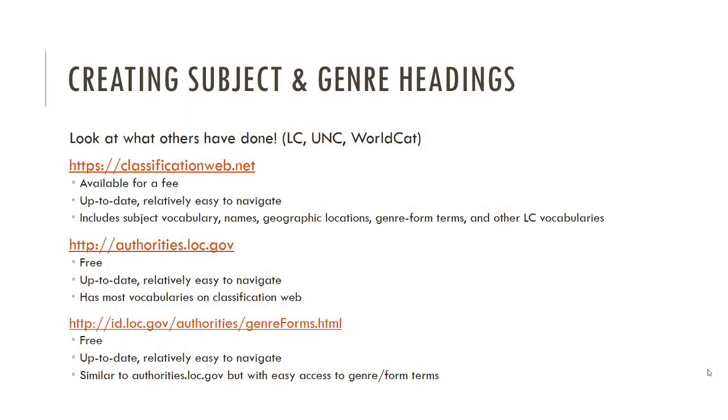If you have access to it, Classification Web is a really nice website. It is available for a fee. However, if you're a former student of mine, you know how to get into this for free, and you can bring your friends along. It is up to date, it's fairly easy to navigate, and it gives you a way to look for subject headings, names, geographic locations, genre form terms, and a bunch of other vocabularies. That said, you can get the same information going to authorities.loc.gov or id.loc.gov/authorities, which are the same information just presented in different ways. Both of those are free. Both of them are kept up to date. Both of them are fairly easy to navigate. And you can access a whole lot of different vocabularies from those platforms.